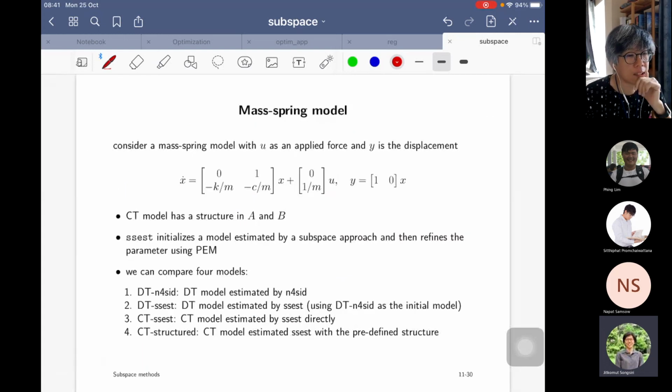In the second example, the mass spring model. This is a very simple system we learned from physics, right?